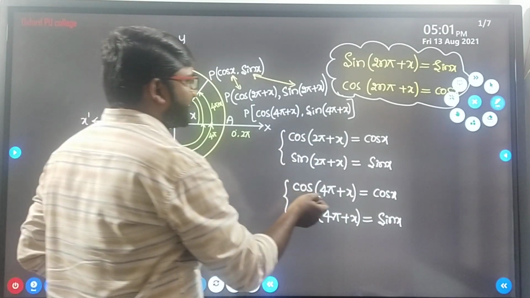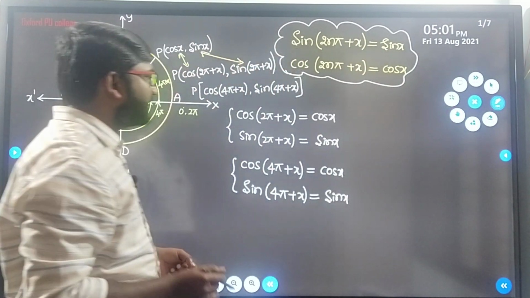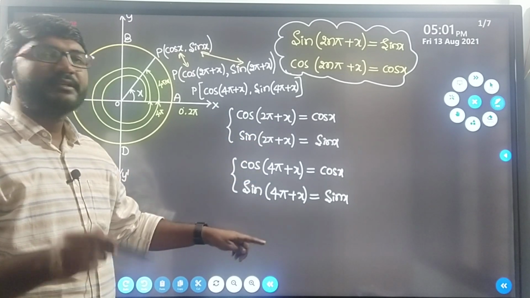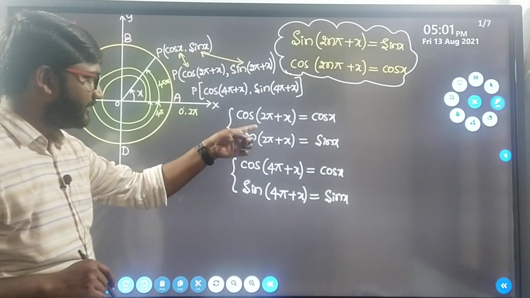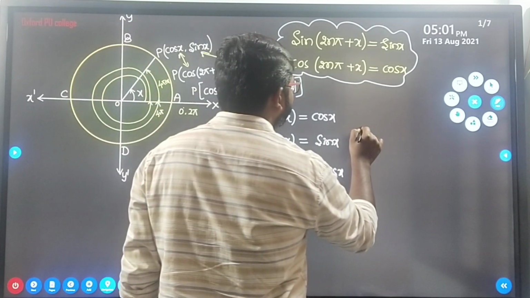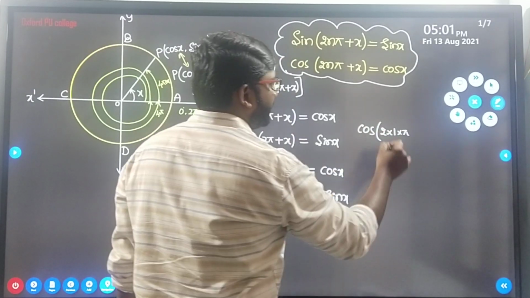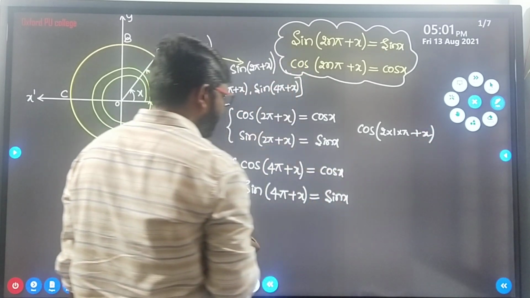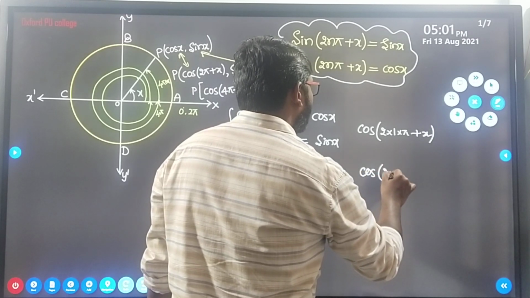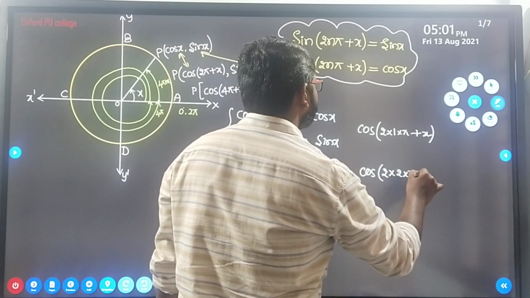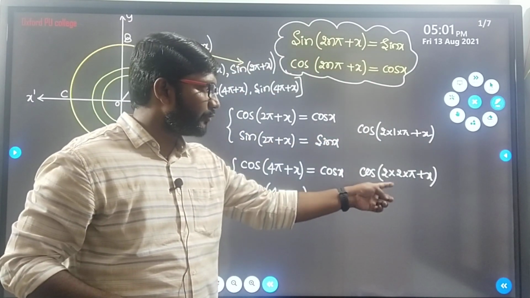So think about this. Can we generalize? Yes, we can generalize these cases. Instead of writing 2 pi, 4 pi, 6 pi, 8 pi, 10 pi, 20 pi and so on, I can write 2n pi. So here, this 2 pi can be written as cos of 2 into 1 into pi plus x. Then this cos 4 pi plus x can be written as cos of 2 into 2 into pi plus x. So this is cos 2 pi plus x, this is cos 4 pi plus x.